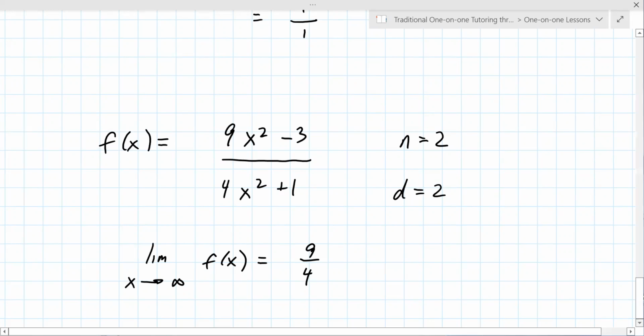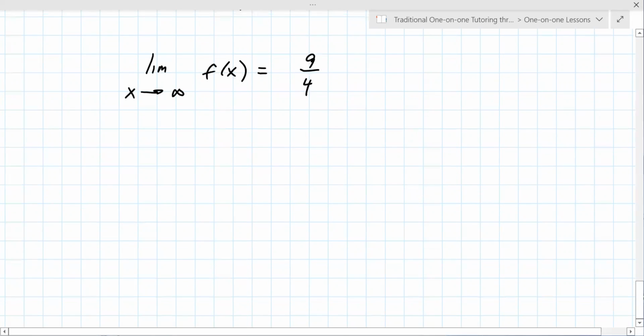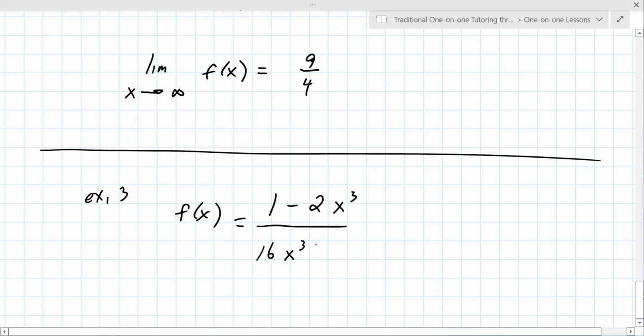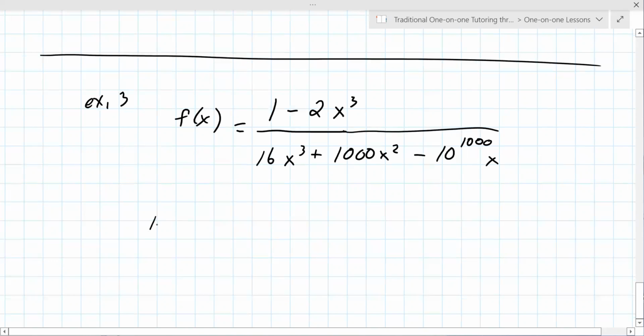Let me give you one more example before we move on to something else. This would be example number 3. Let's say f of x equals 1 minus 2x cubed over 16x cubed plus 1000x squared minus 10 to the 1000 x. And you want to know the limit as x goes to infinity, plus or minus. It's the same in both directions, f of x.